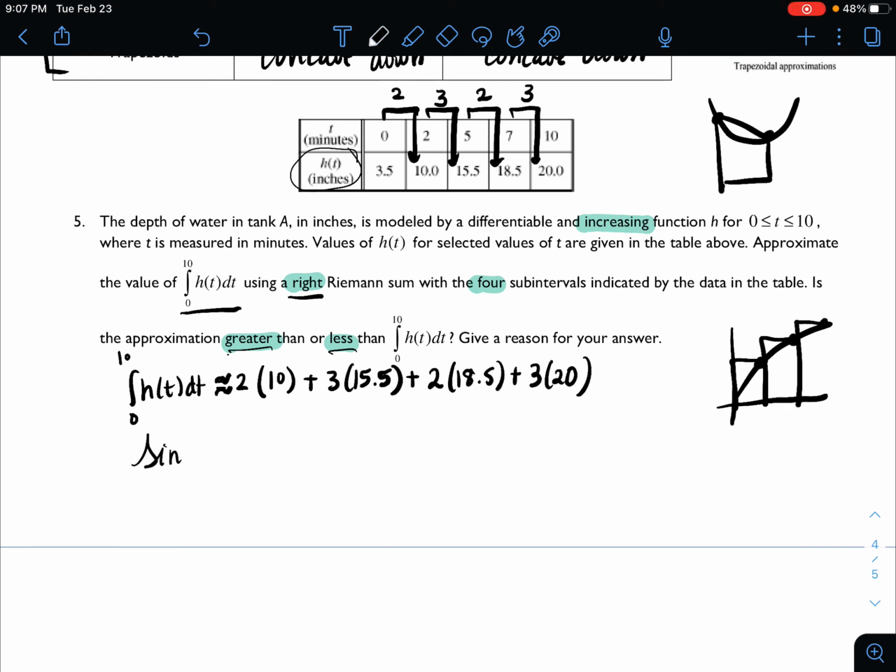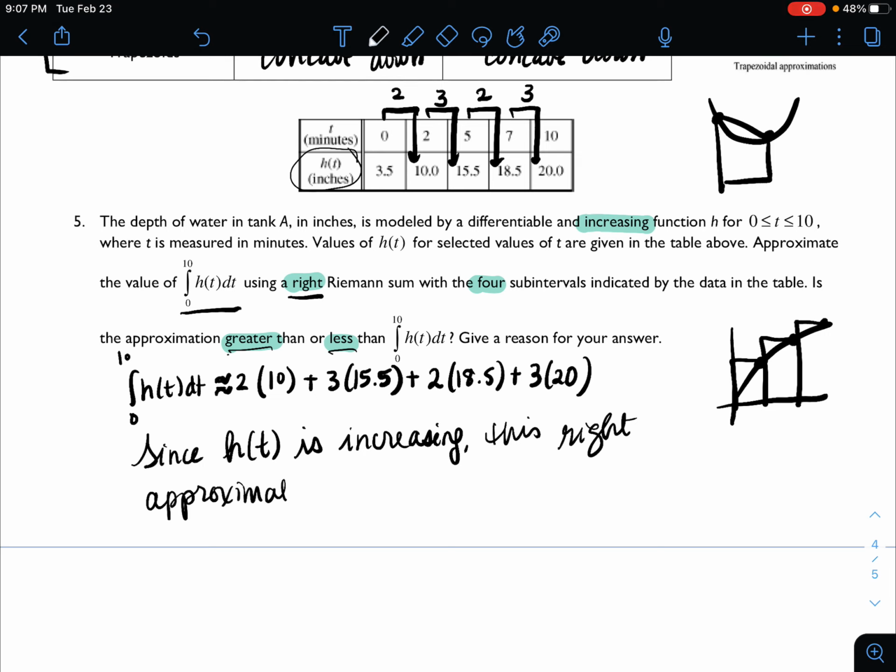And so we're going to say since h of t is increasing, this right approximation is greater than the integral from 0 to 10 of h of t dt. In other words, it's an overestimate.